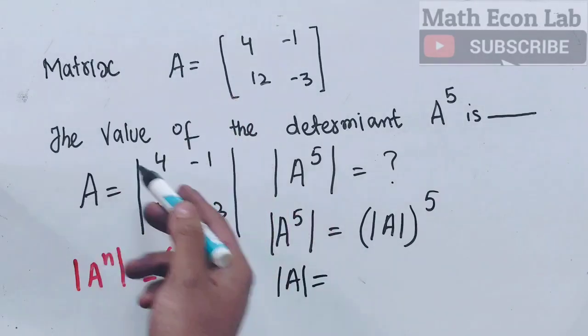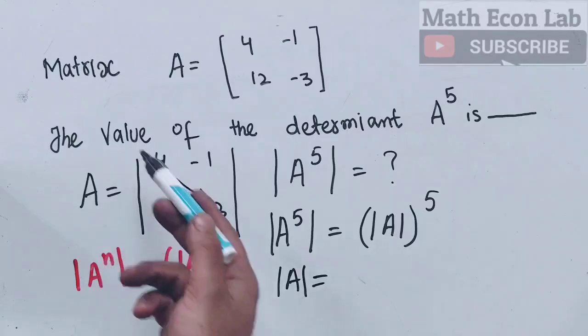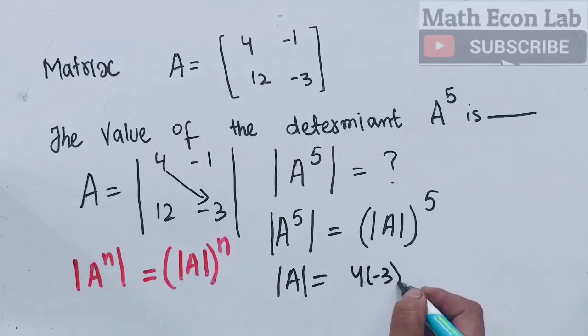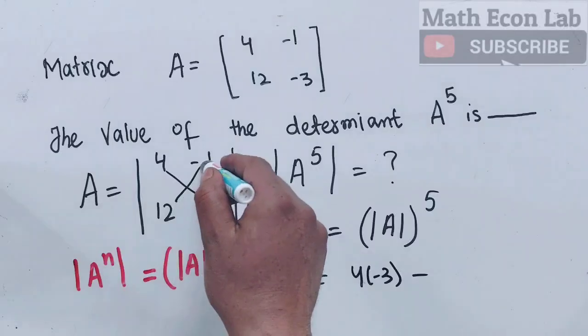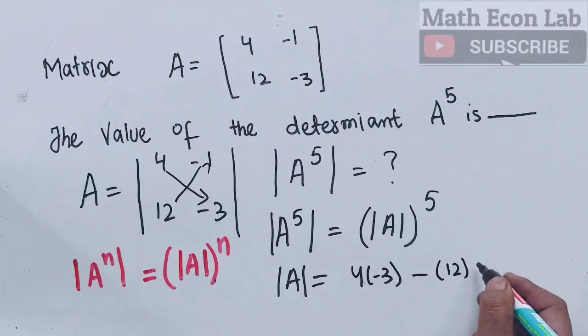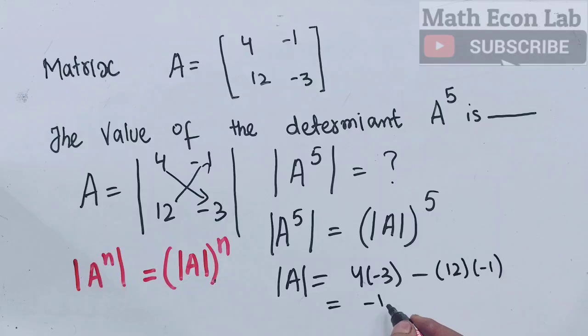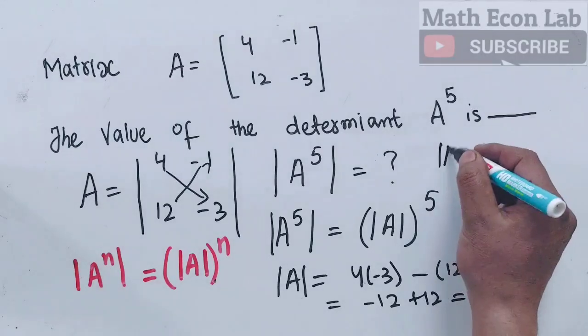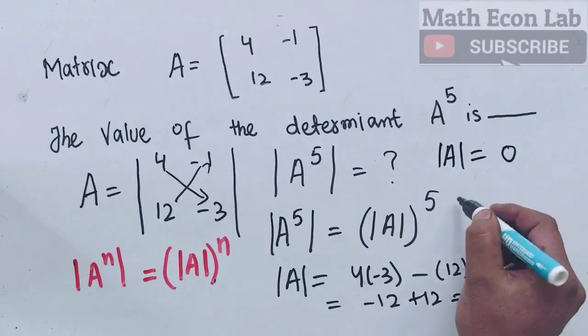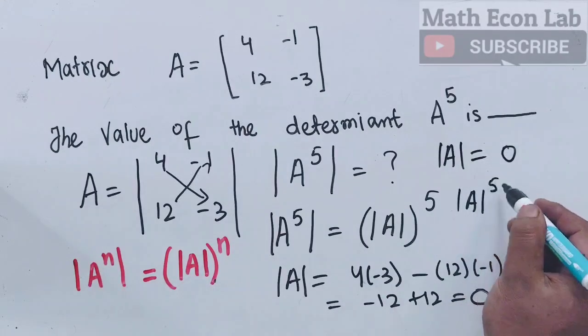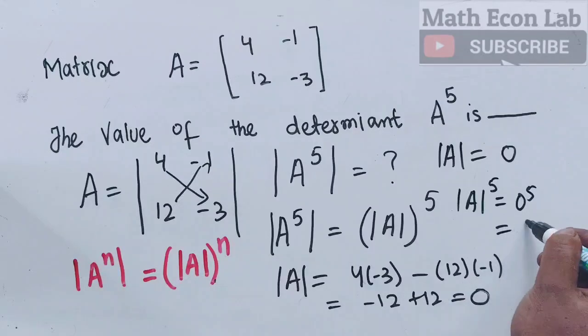So the determinant of A, let us find out. We multiply the principal diagonal elements first, that is 4 into minus 3, which is minus 12. From this we subtract the product of the non-principal diagonal elements, that is 12 times minus 1, which is minus 12. Minus into minus is plus 12. So we get 0. That is, the determinant of A is equal to 0, and we are supposed to find the determinant of A raised to power 5, which is 0 raised to power 5, which is equal to 0 in this case.